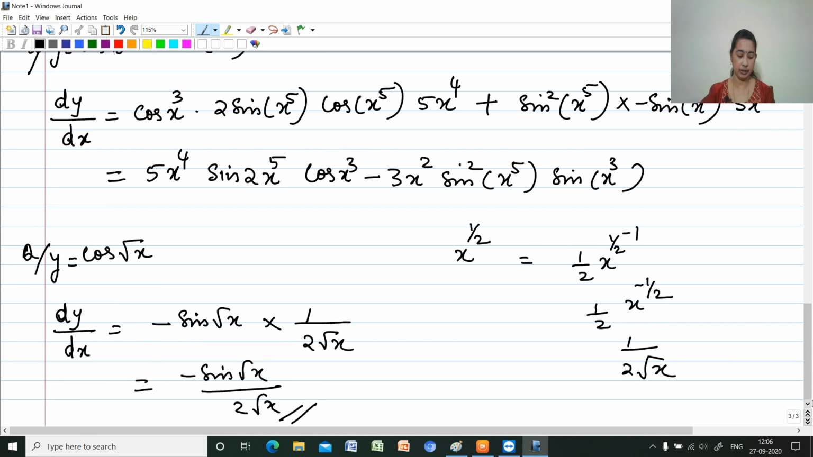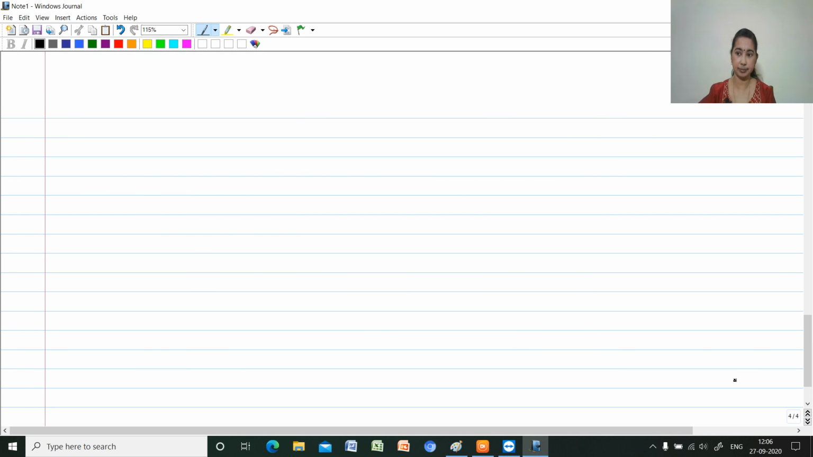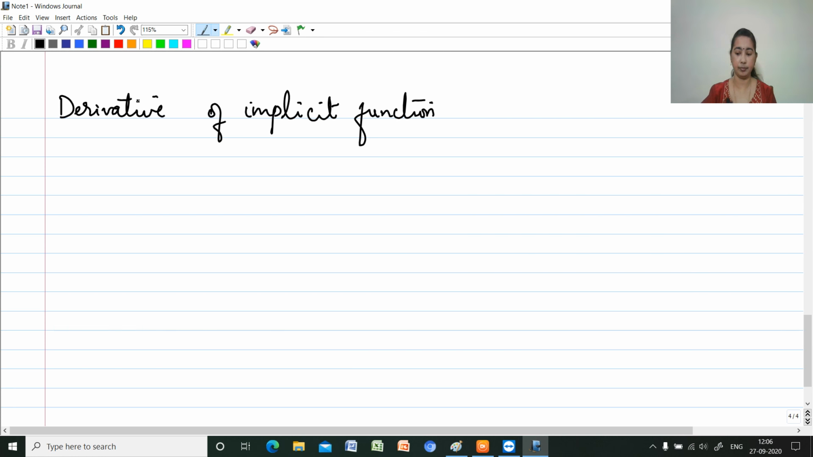Now next is the derivative of implicit functions. What do you mean by an implicit function? In an equation, you can see terms in x and y. If y is a function of x, then we can say that such functions are implicit functions. So such types of equations we have to differentiate.